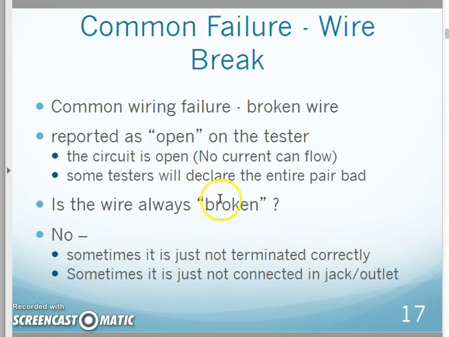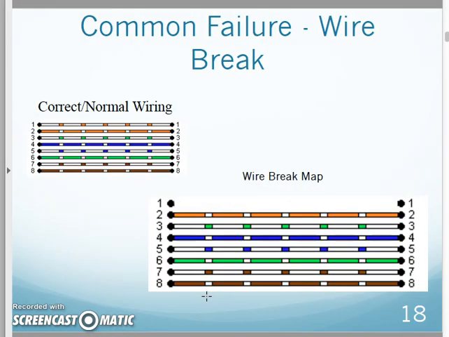One of the first ones we would have would be a cable wire break, if you will. This is normally reported as an open on our tester because there's no complete circuit, so there's no path for the current to flow. And they'll say that the actual entire pair might be bad. Okay, is it always broken? Not necessarily. It could just be poorly terminated. So it might not be terminated well on my outlet jack. That's something that we would need to find out.